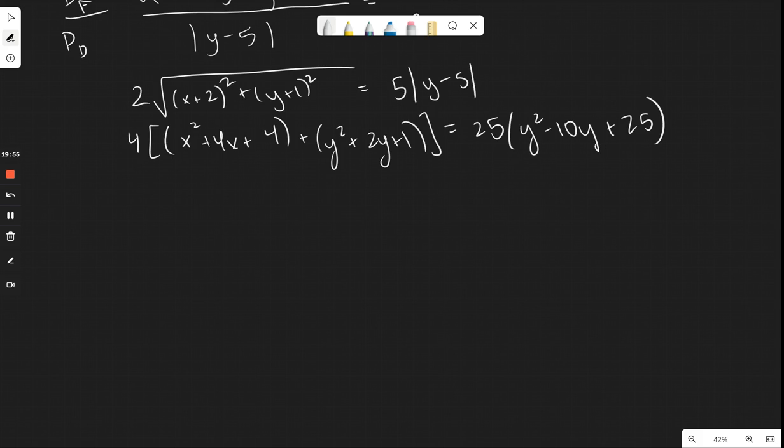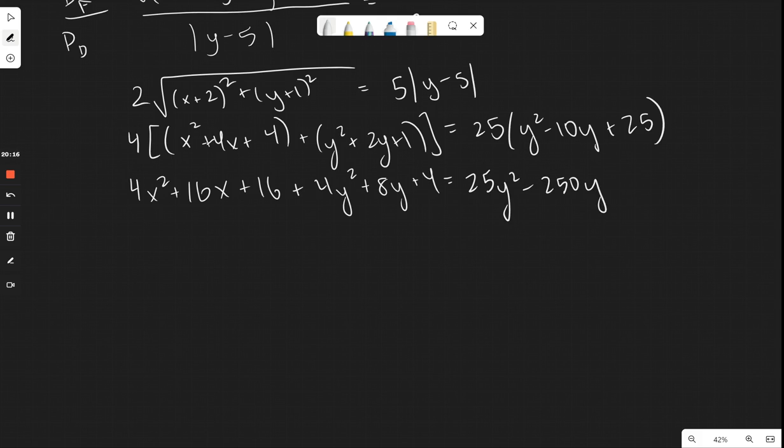Okay, now we're going to expand both sides out, and we get 4x squared plus 16x plus 16 plus 4y squared plus 8y plus 4 equals 25y squared minus 250y plus 625. Okay. And now we want to get all these to one side. And as you can see, this is looking pretty nice. Can you believe that we turned our 2 points and a line into this?